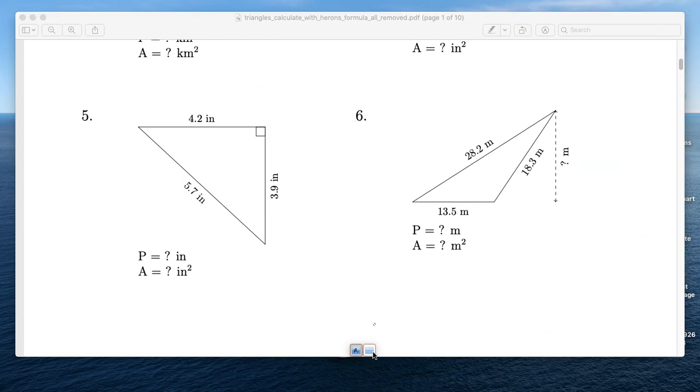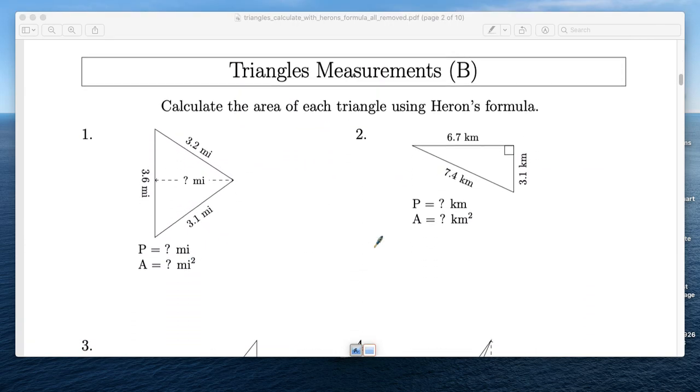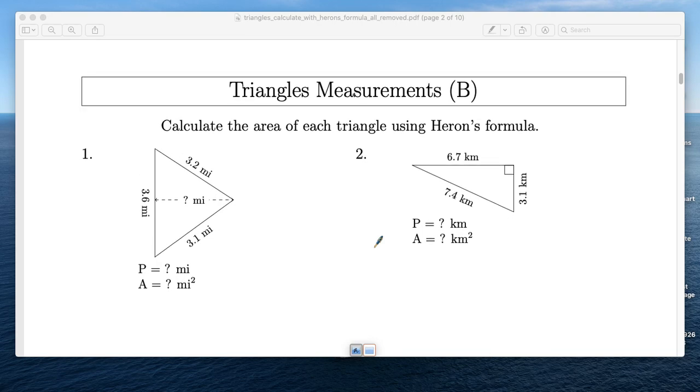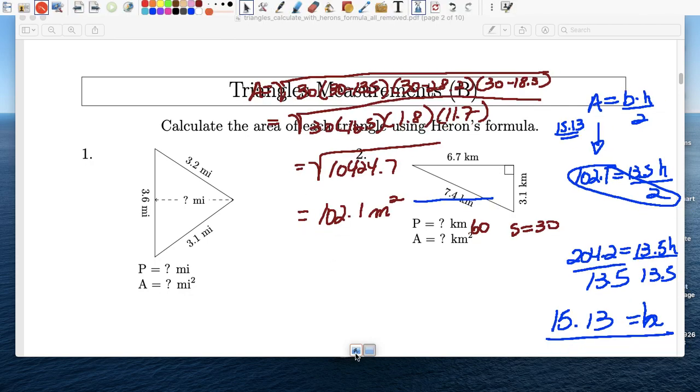If you look at the handout, the attachment, there are plenty more that you can practice, just in case you want. All right, yeah, that's it.